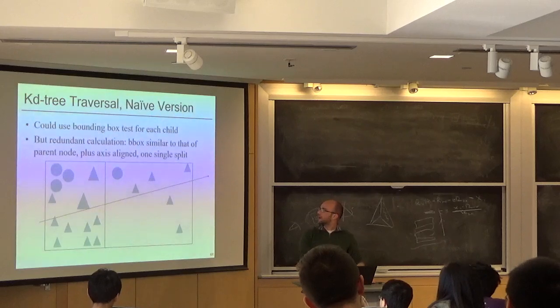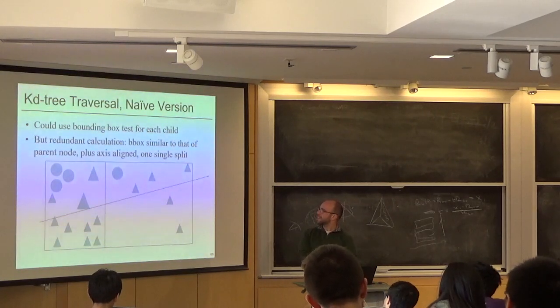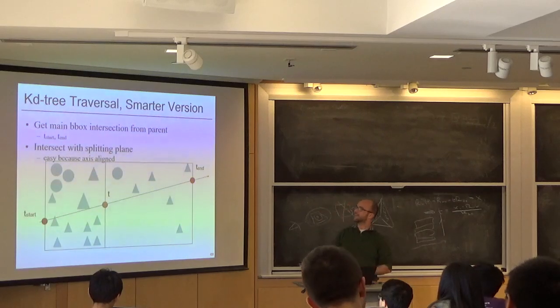So one thing you could do would be to have a bounding box for each of the children. That's unlikely to be terribly helpful because a bounding box is pretty similar to the tree you've already computed. So there's a little bit of slick math we can do instead.